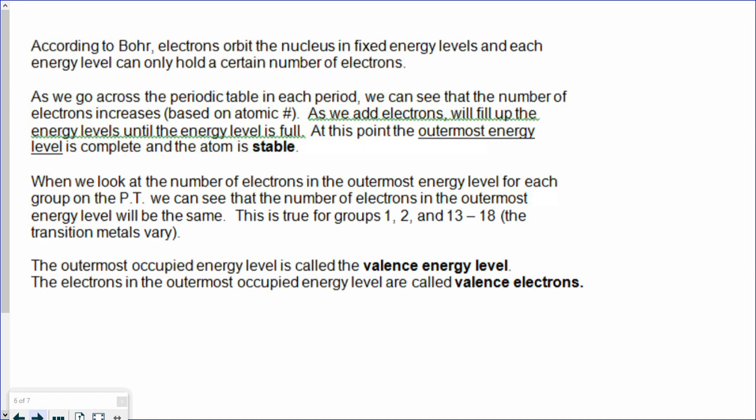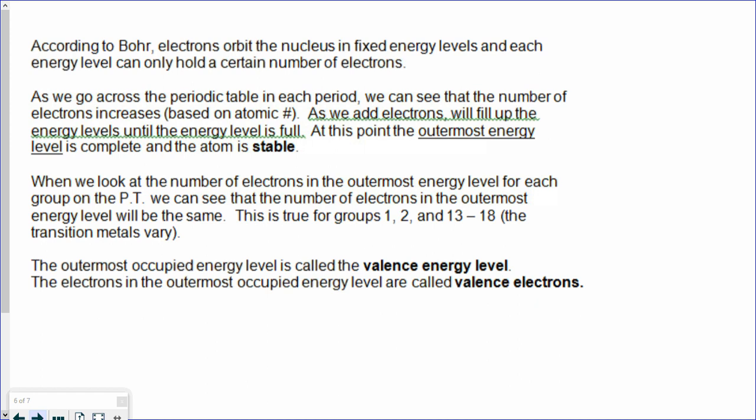So when we look at the number of electrons in the outermost energy level for each group on the periodic table, we can see that the number of electrons in the outermost energy level will be the same. This is true for groups 1, 2, and 13 through 18. So the transition metals are sometimes a little bit funky. We won't use that as kind of anything.